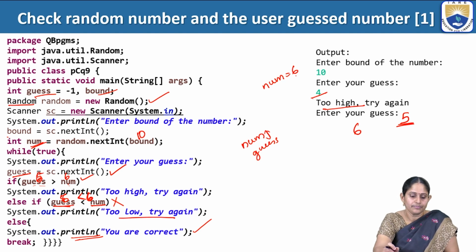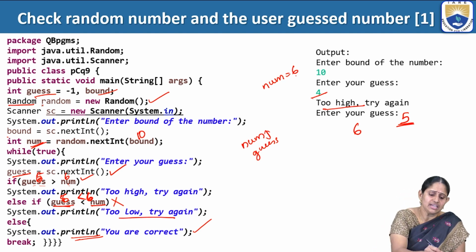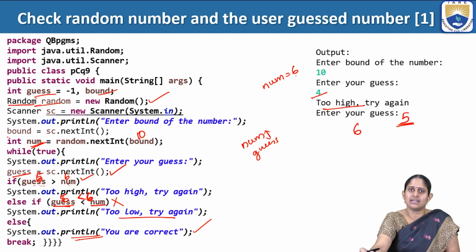So this is how it works. It is the random class object which is used to generate random numbers by the system.